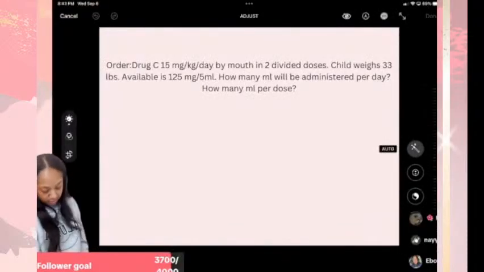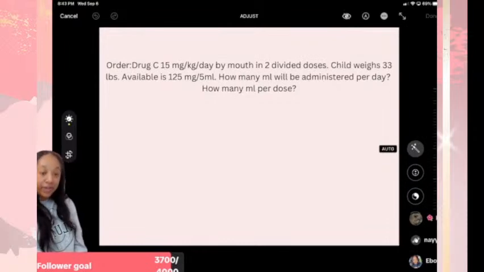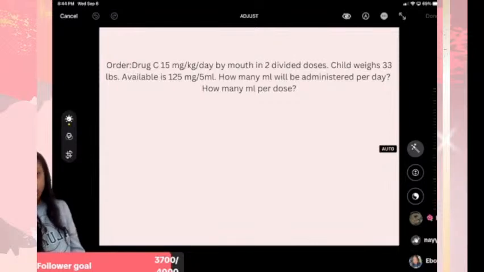Order. Drug C, 15 milligrams per kilogram per day by mouth in 2 divided doses. Child weighs 33 pounds. Available is 125 milligrams per 5 mLs. How many milliliters will be administered per day, and how many milliliters will be administered per dose? So this is a 2-part question. I need to slow down.